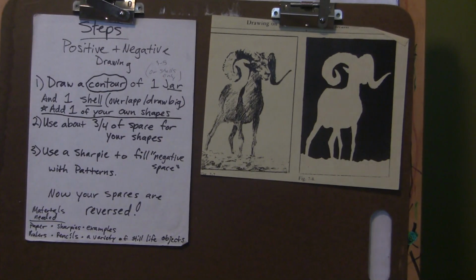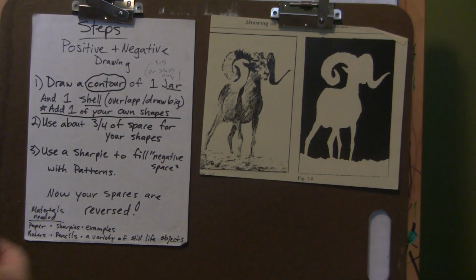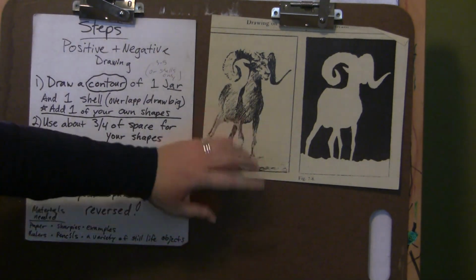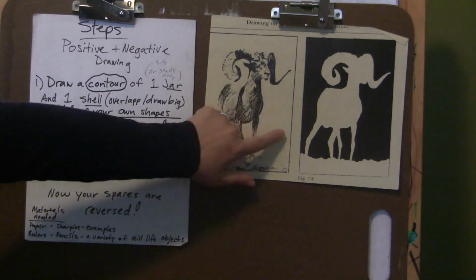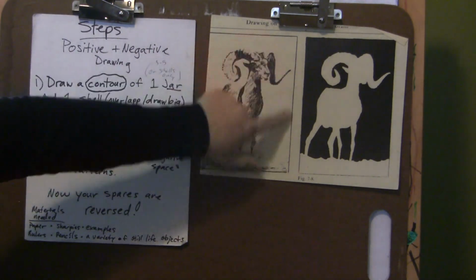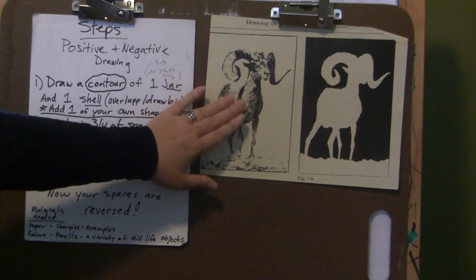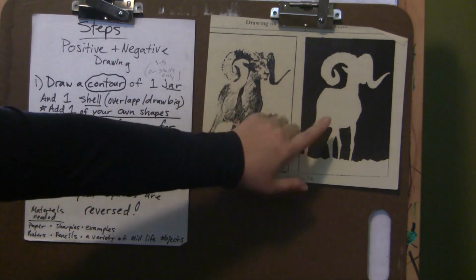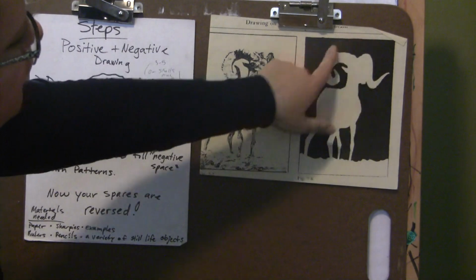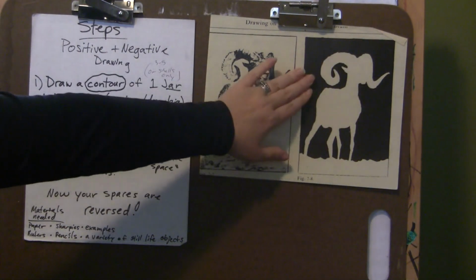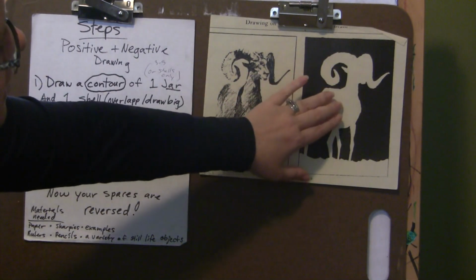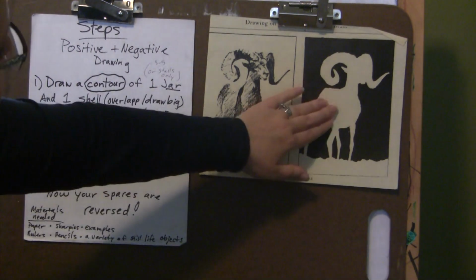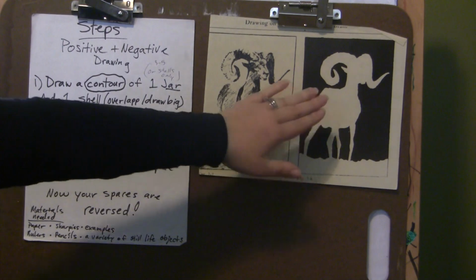Okay, this is a lesson on positive and negative shapes. In this example of this ram, we have a drawing of the ram and the background is the negative space. The ram is the positive space. When you flip those, the background is filled in and it is the positive space, and the outline of that ram becomes the negative space because it is blank.